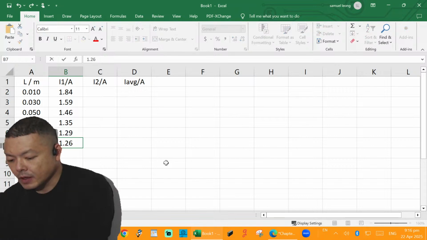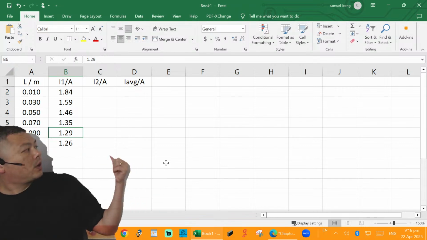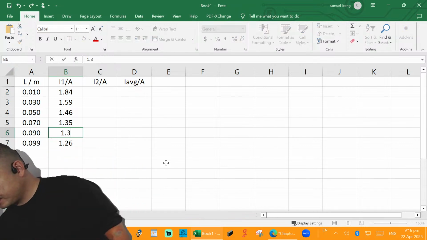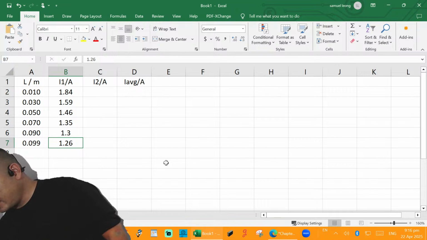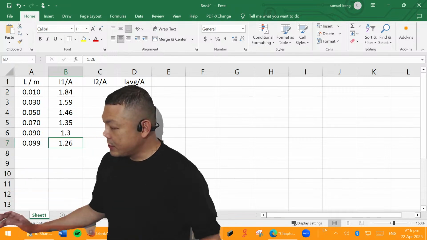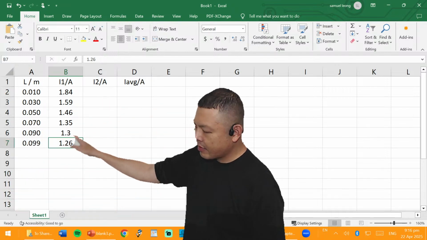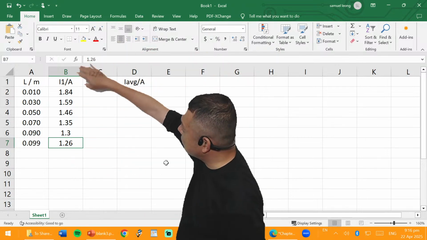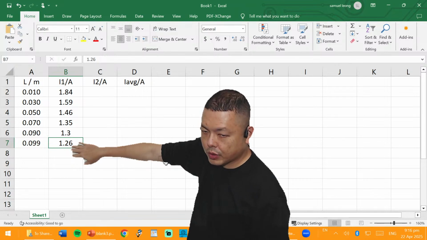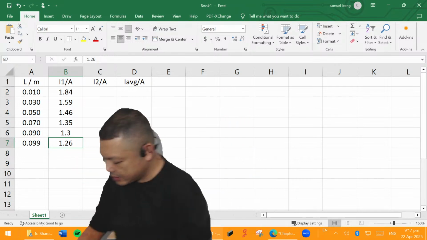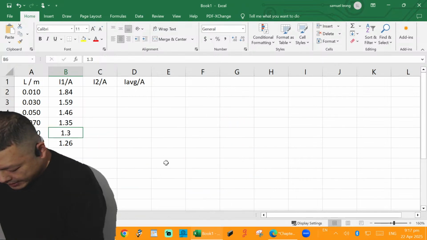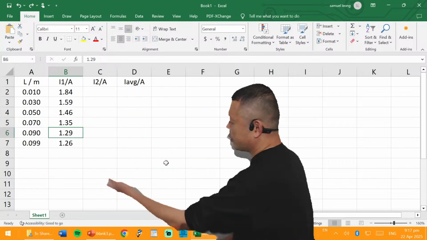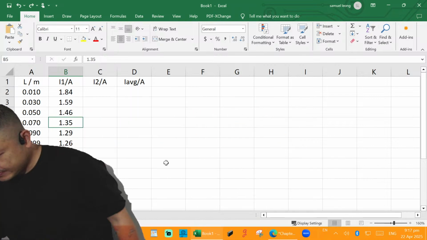Boring numbers. Okay, hang on. What happens if this one was 1.30? You see that? Then do you realize that that's not quite right? What do you have to do? Adjust the decimals again, because according to your instrument, all of them are supposed to have 2 decimal places. But it was not 1.30, so 1.29. Okay, next one.